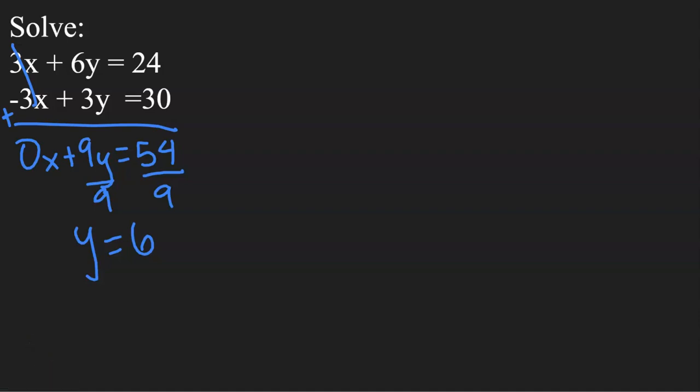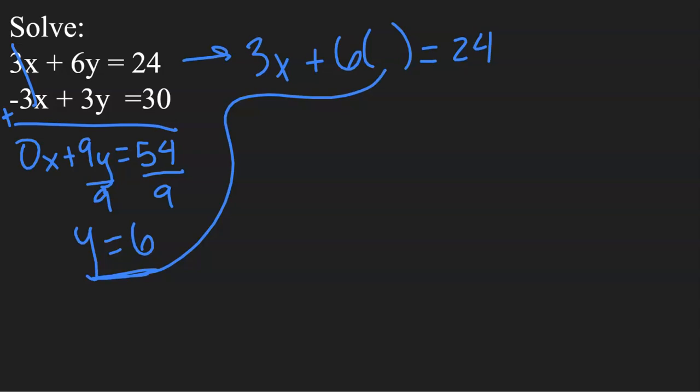Alrighty, so now that we have y, what we can do is plug y into one of these equations. So I'm going to take this top one, just because I don't want to deal with negatives, and I'm going to write out 3x plus 6y equals 24. And because we know this value of y, we can just plug it in right here. So that'll be 6 times 6.